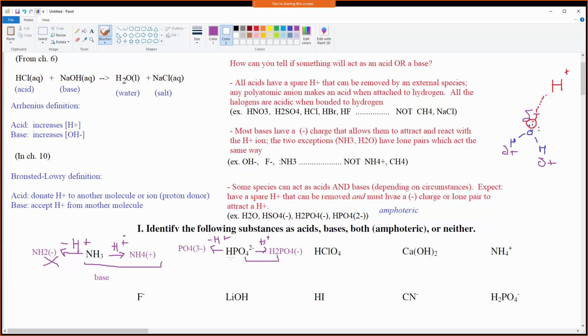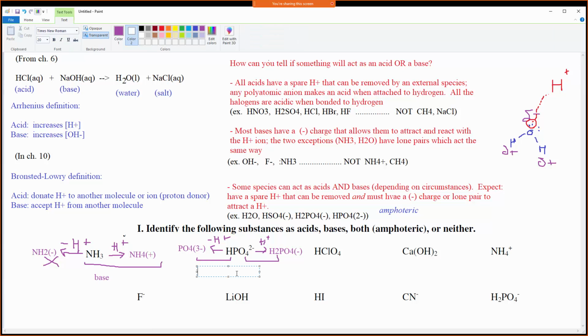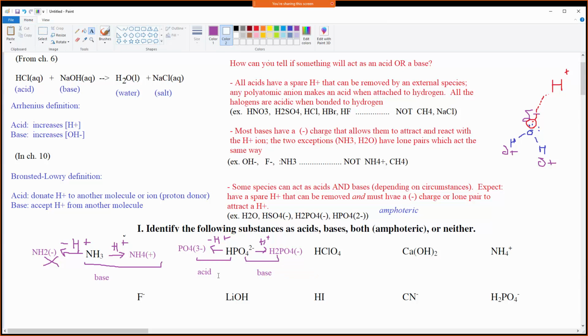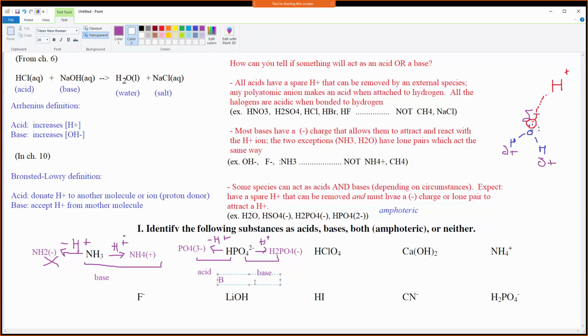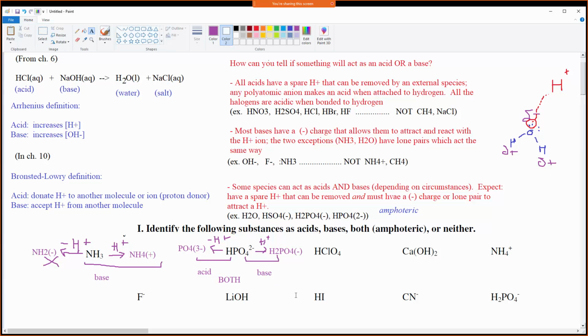So going in either direction, we're seeing familiar polyatomic ions. So either one of those is legal. In this case, I would be donating the hydrogen, so that would be acting as an acid. In this case, I would be receiving a hydrogen, acting as a base. So therefore, since that one is okay, either way, it does both. Okay. All right, what about HClO4?